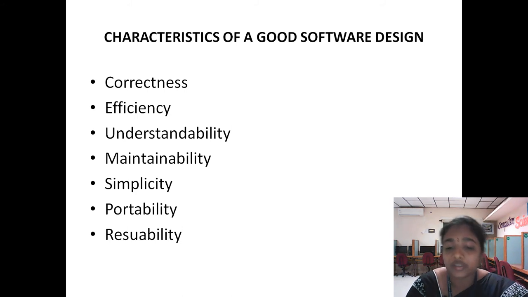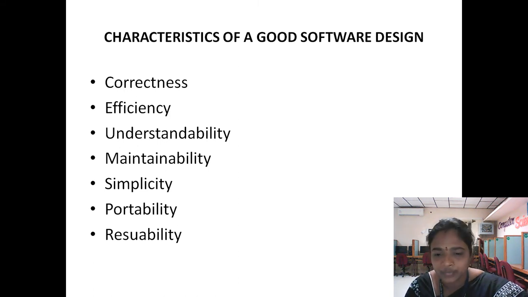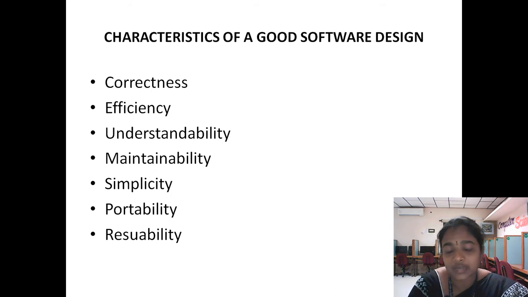So, the quality of a software design can be characterized by the application domain. For example, if we take real time software, we will focus more on efficiency and reliability issues, whereas academic automation software will concentrate on understandability and usability issues. Right. So the desirable characteristics that a good software design should have are as follows: correctness, efficiency, understandability, maintainability and so on.